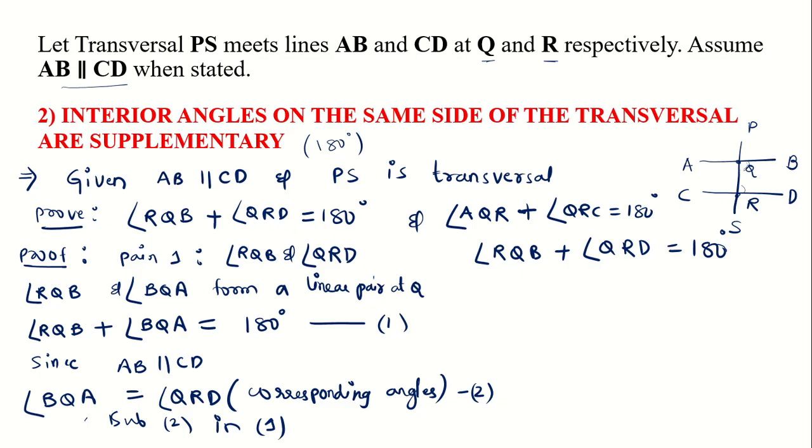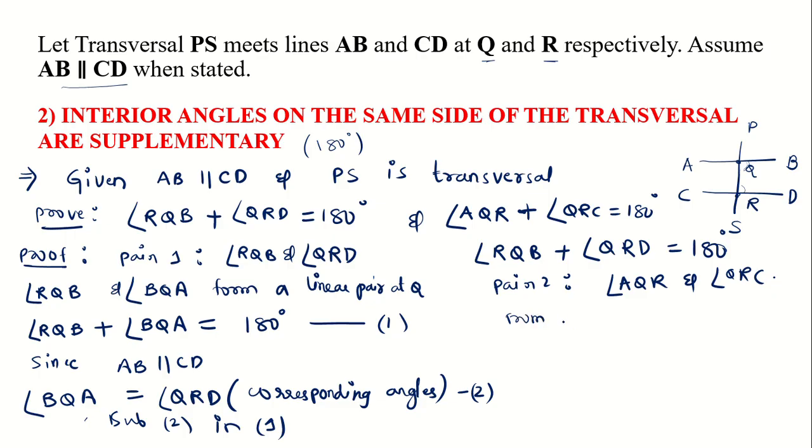Next we prove this second pair, which is angle AQR plus angle QRC. We'll follow a similar way like we followed for pair 1. So what is your pair 2? It is angle AQR and angle QRC. Now from linear pair of angles, at first we took point Q, now we will take point R.